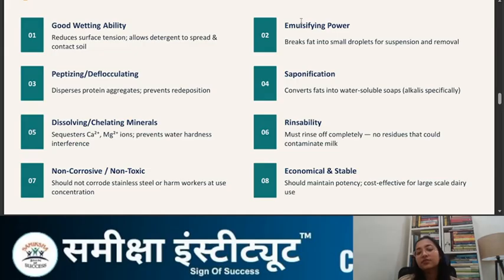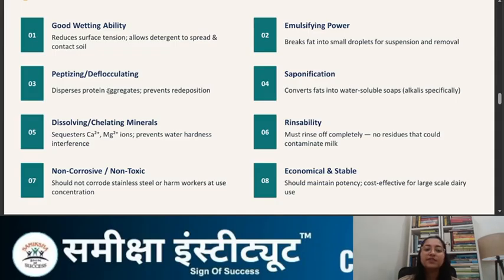Next, it should have emulsifying power. It should break down the fat into small droplets for suspension and removal, so that the surface area is also enhanced. So first was the wetting property, second was the emulsification action, and third is the deflocculating action.